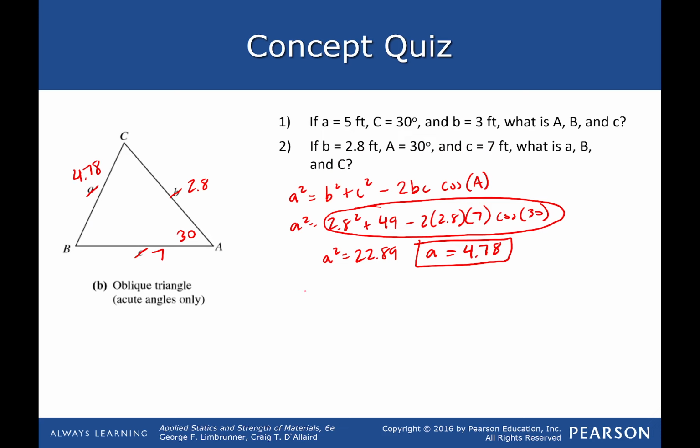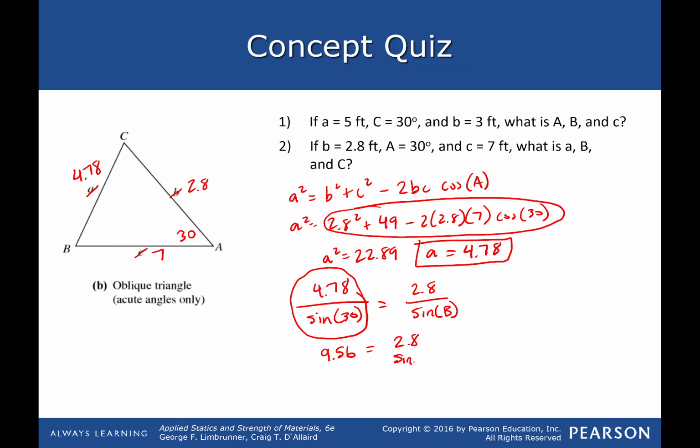So let's see here. 4.78 over sine of A, which is sine of 30, is equal to 2.8 over sine of B, which I do not know. Okay, I'm going to plug all of this into my calculator and get one number. It'll just make it easier on me. Just do however it works for you. So 4.78 divided by 0.5, sine of 30 is 0.5. It's a good one to know. I think that's 9.56. It's going to be equal to 2.8 over sine of B.